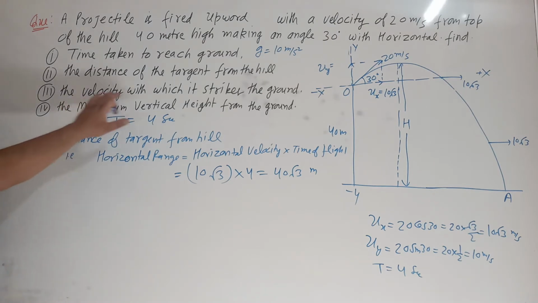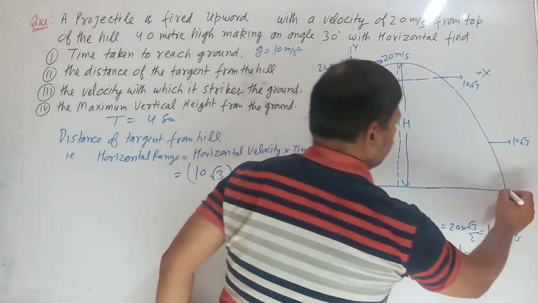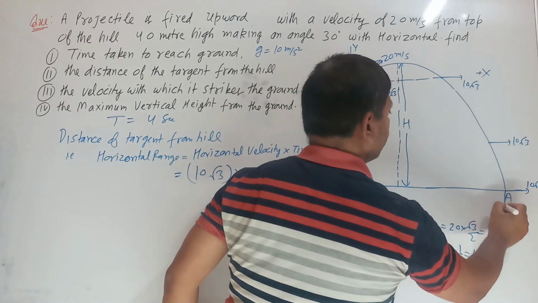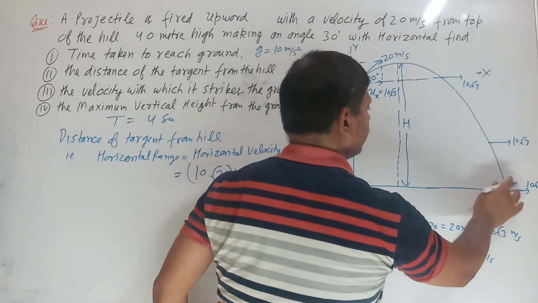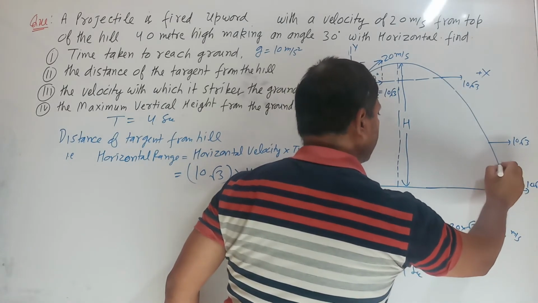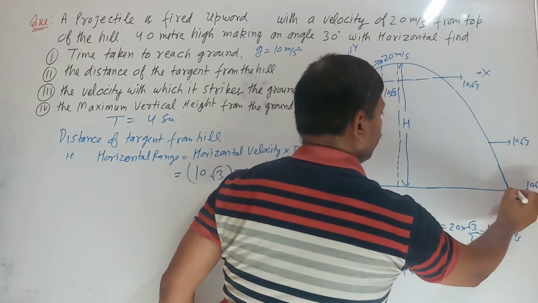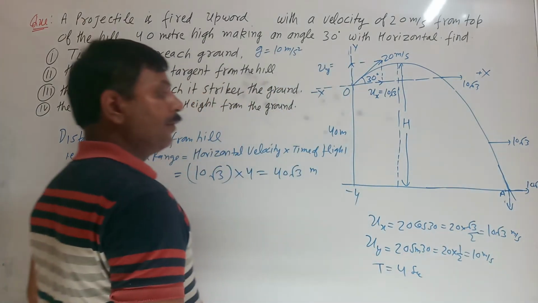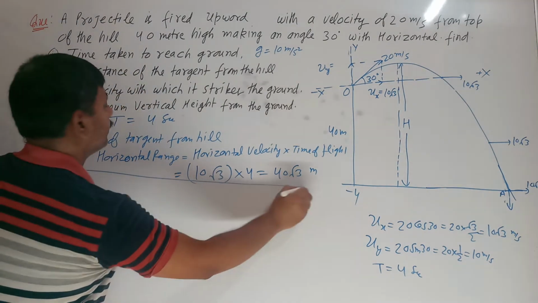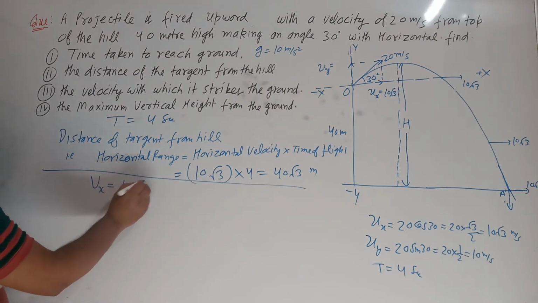Next, what they are asking is the velocity with which it strikes the ground. So see here, the horizontal component is 10 root 3. What will be the vertical component here? When it strikes the ground, the horizontal component is 10 root 3.